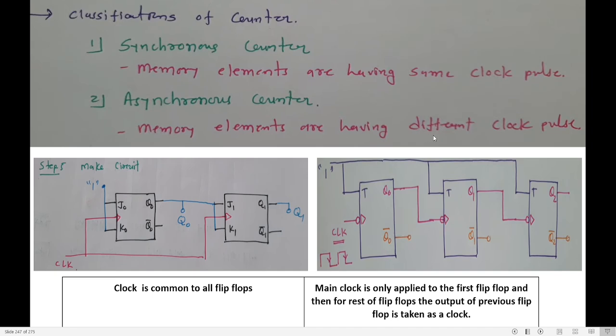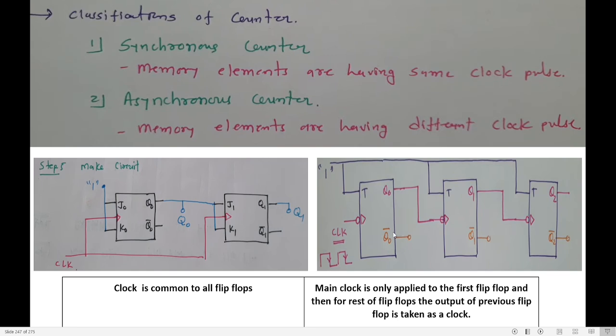Now what is asynchronous counter? Here memory elements are having different clocks. Let us see how. Here can you see the circuit? It has three T flip-flops, first one, second one and third one. Here the first flip-flop is connected to the main clock, whereas the output of the first flip-flop is connected as the clock of the second. Output of the second flip-flop is connected as the clock of the third. It means the main clock is only applied to the first flip-flop. For all the rest of the flip-flops, the output of the previous flip-flop is connected as a clock.